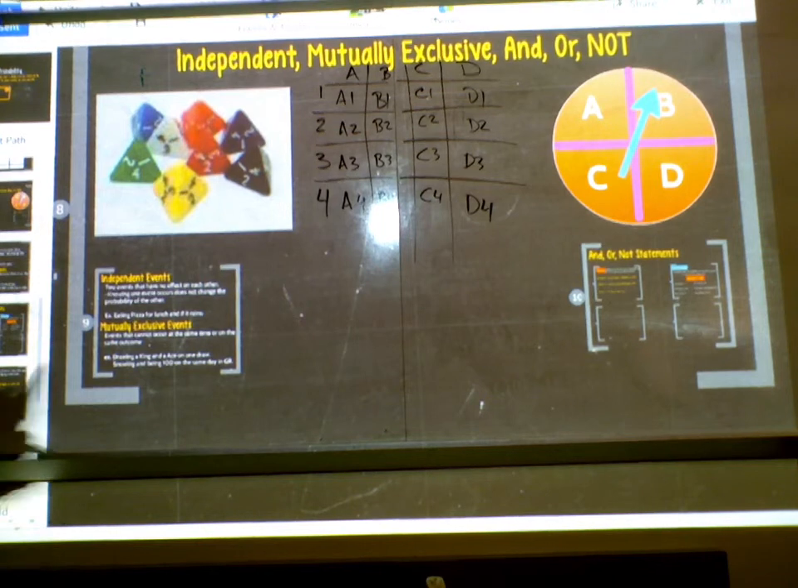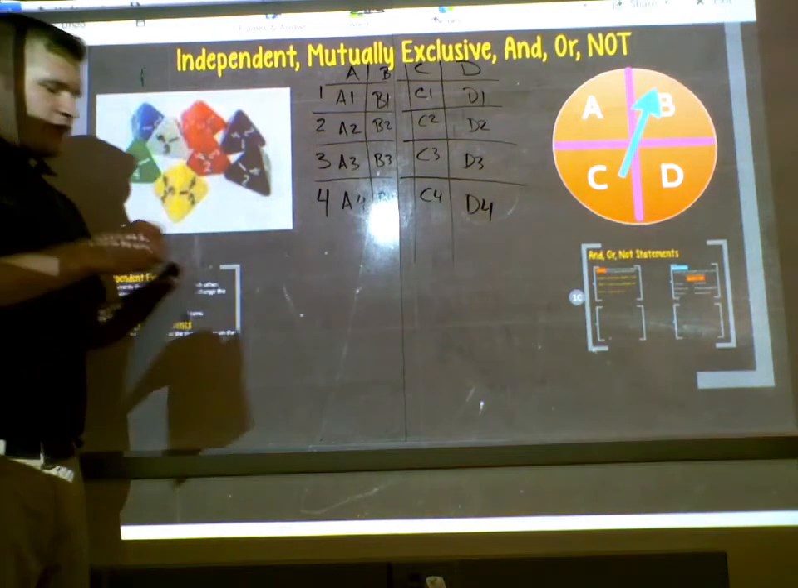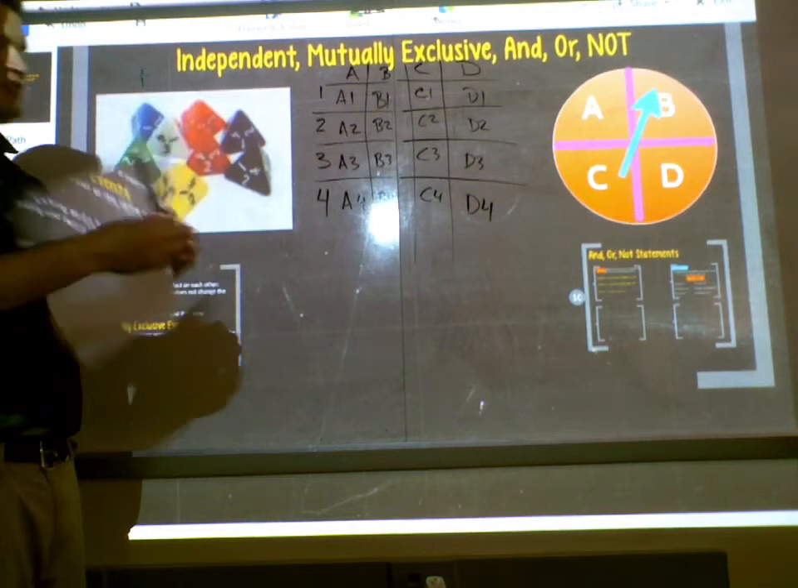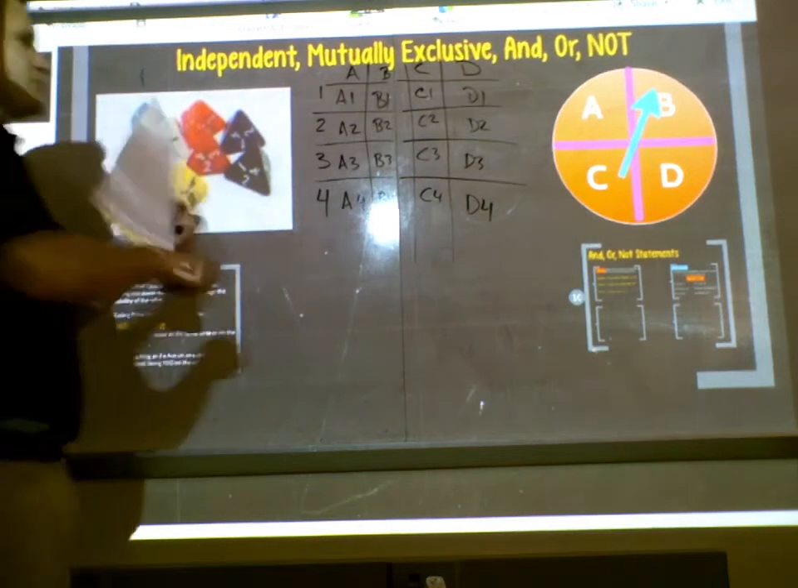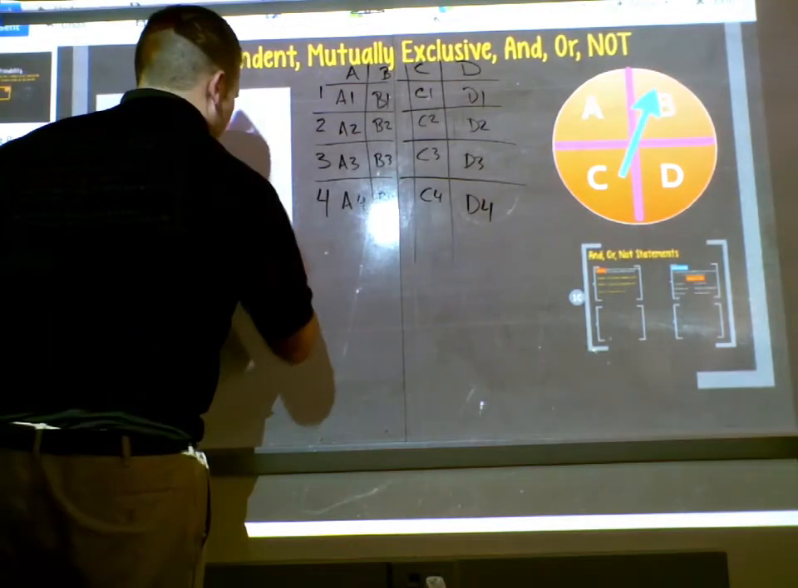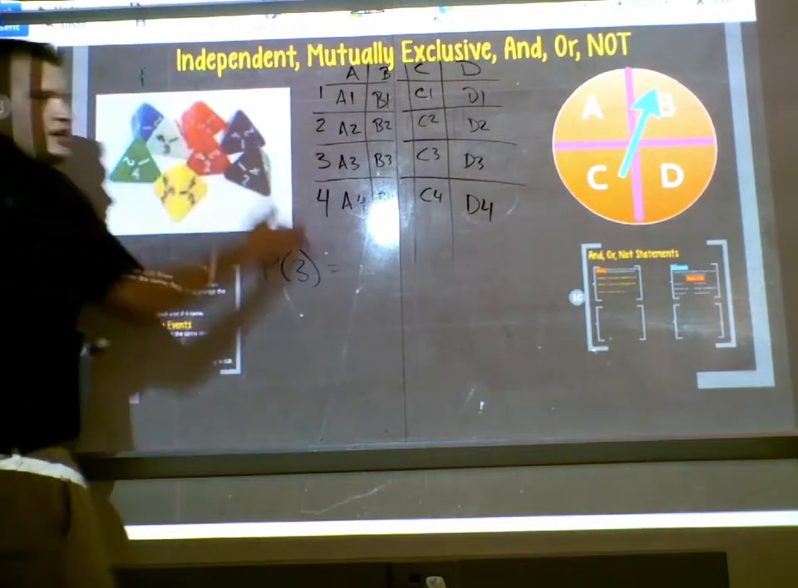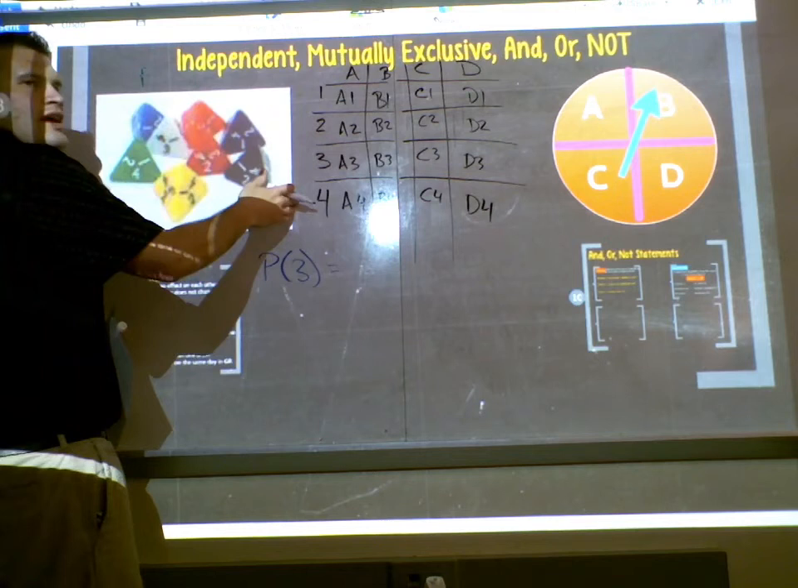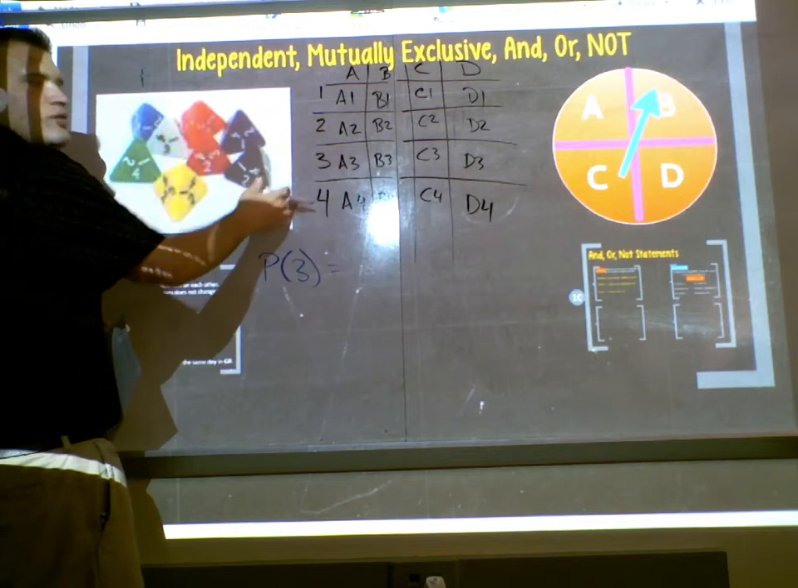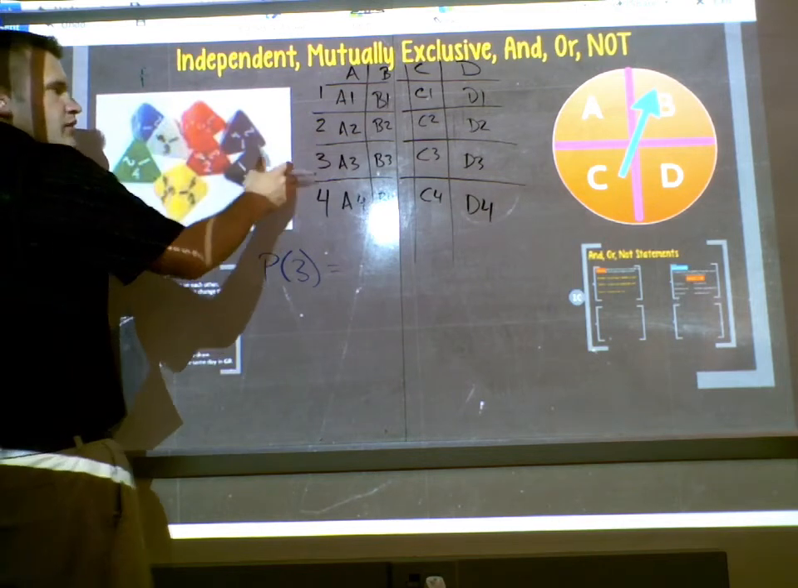Find the following probabilities. You guys have the probability of rolling a 3. Okay, so probability of rolling a 3. There's two ways to do this. We can just look at the die. 1, 2, 3, 4. How many outcomes are a 3? There's one out of four, if I'm just looking at the dice.